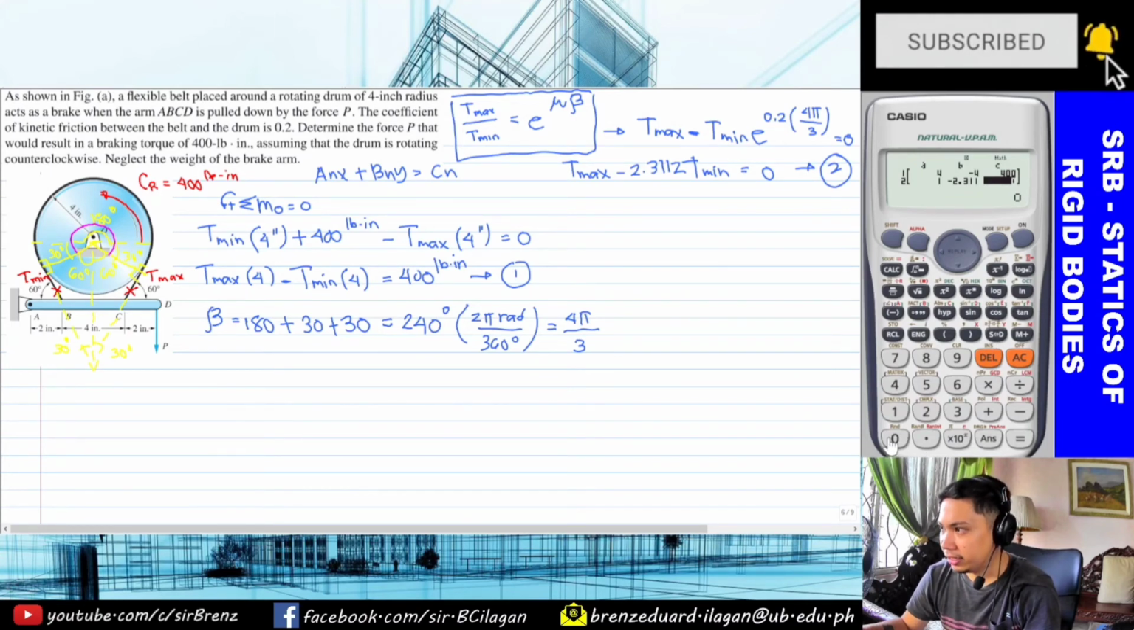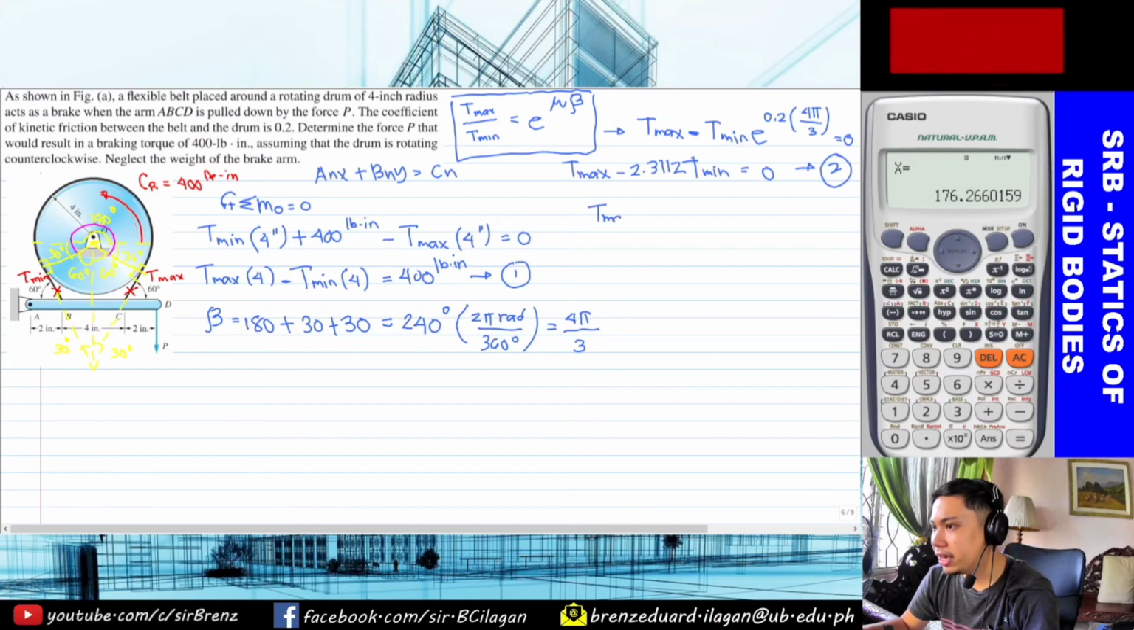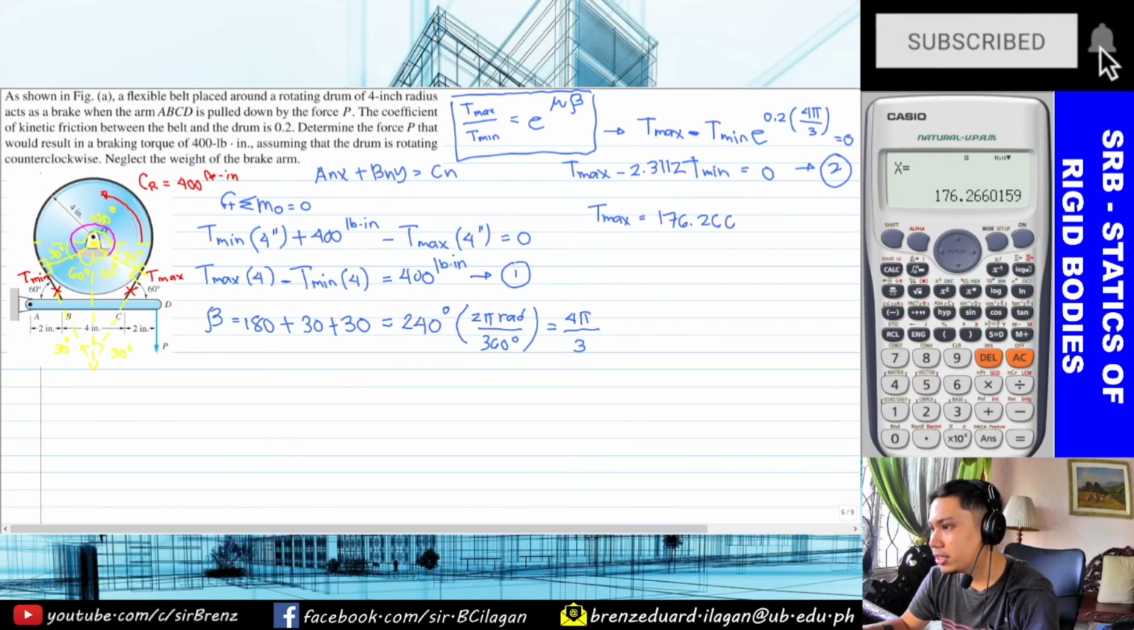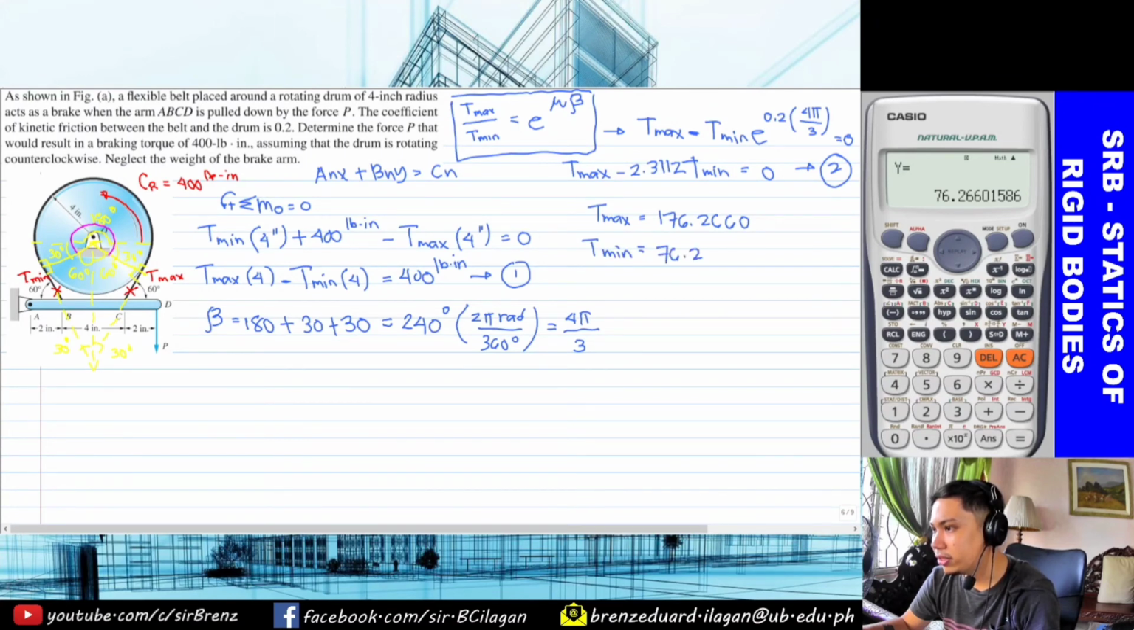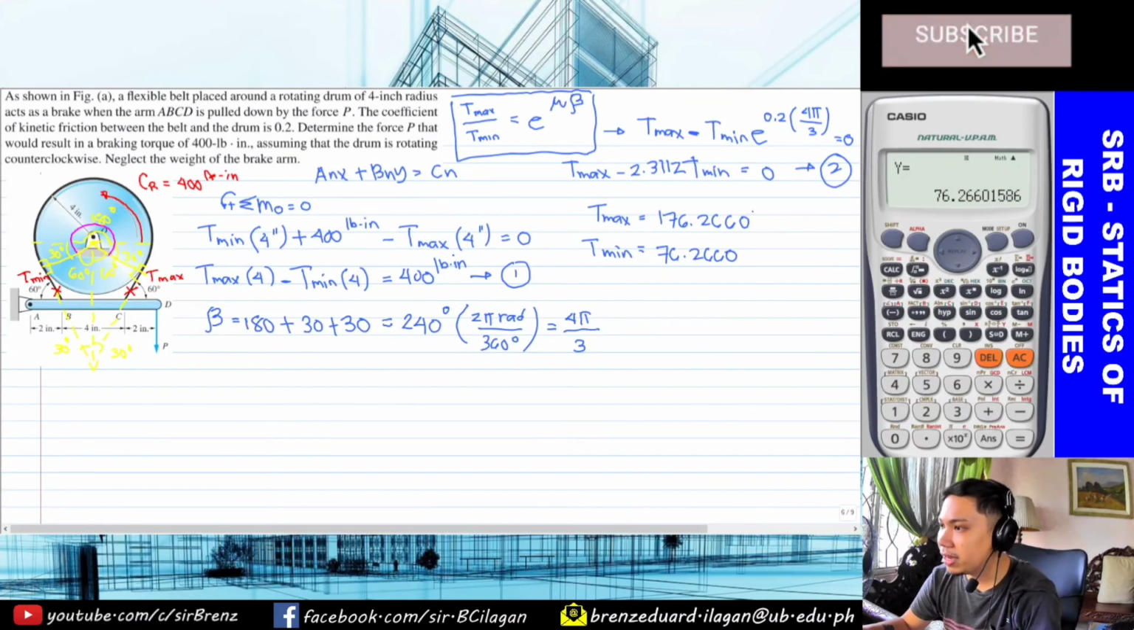To make it faster, let's just use this. Let's use shift solve or the mode equation. Okay, so for T max, we arrive at an answer of 176.2660. And for the T min, that is equivalent to 76.2660. Alright, so that is in pounds.